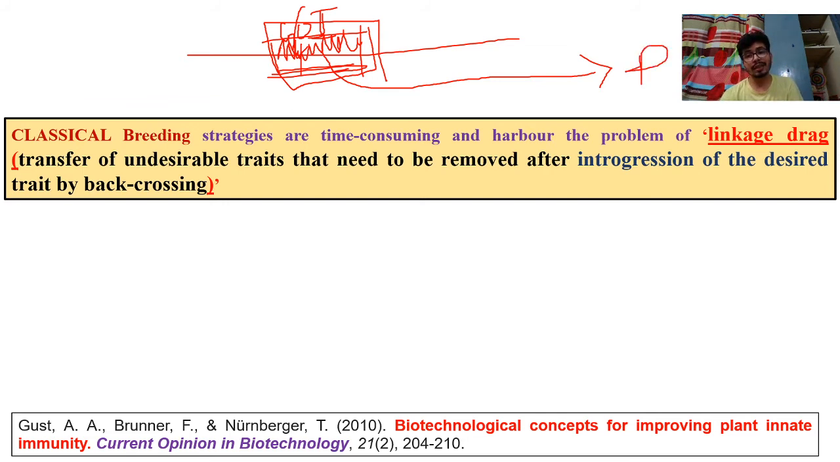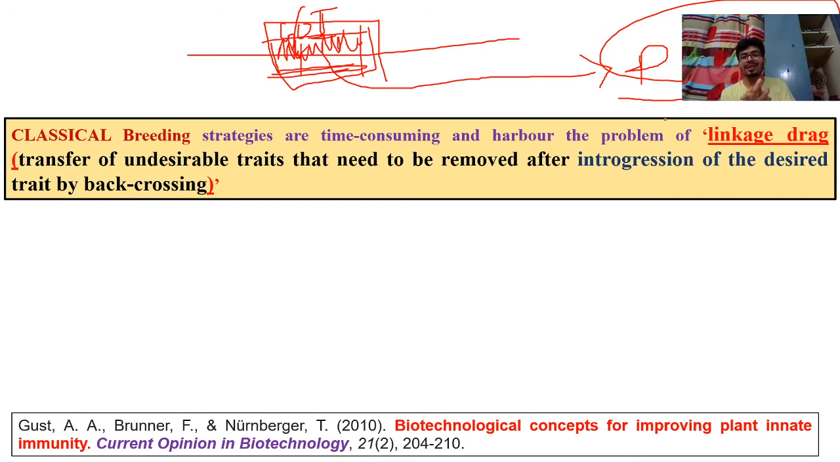Now think, if the whole thing goes into the plant, what will be the consequence? The consequence is linkage drag. What does linkage drag mean? Undesirable traits into the plants, which you did not desire. That is not your desire. So what will you do? You will just remove these things.